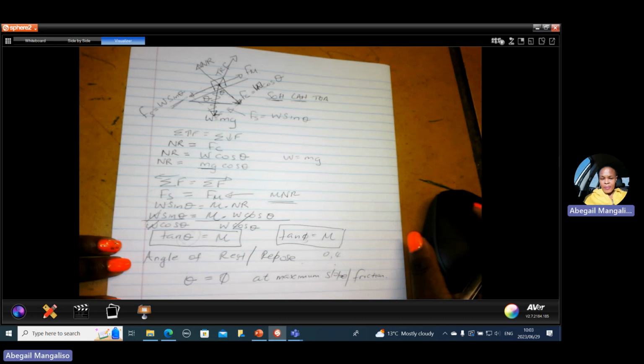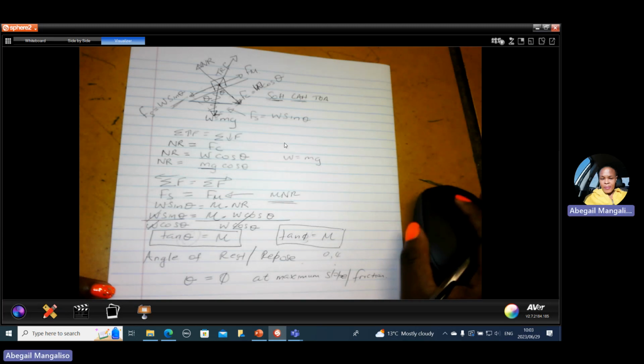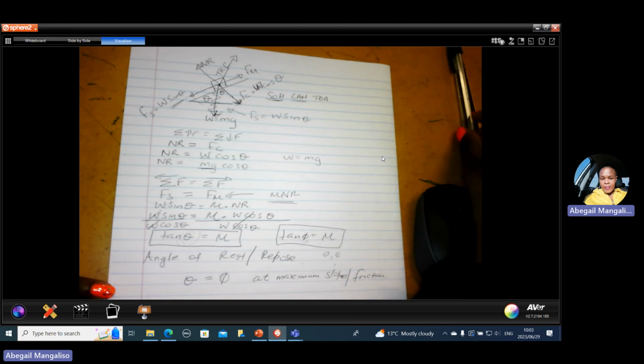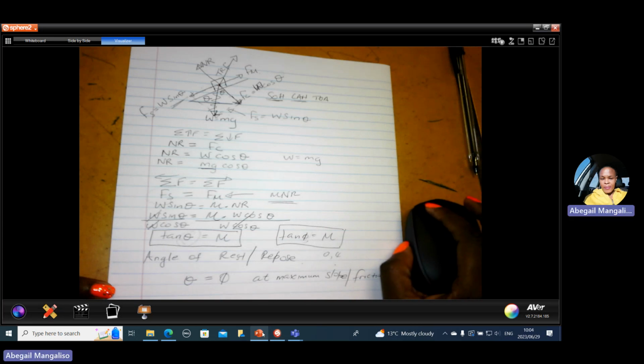Now let's look at the activity, the example that will involve the inclined plane. This is the theory based on the incline. Now we can solve the questions or answer the question.